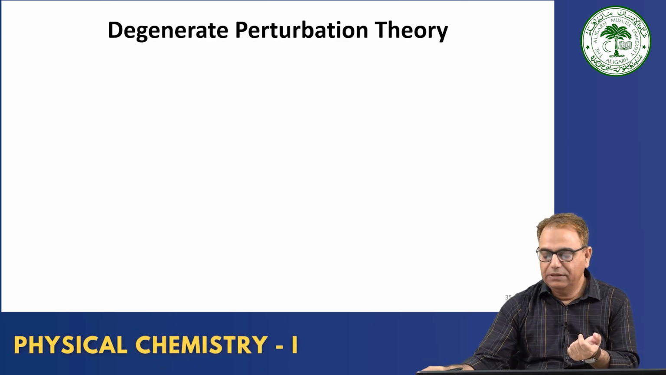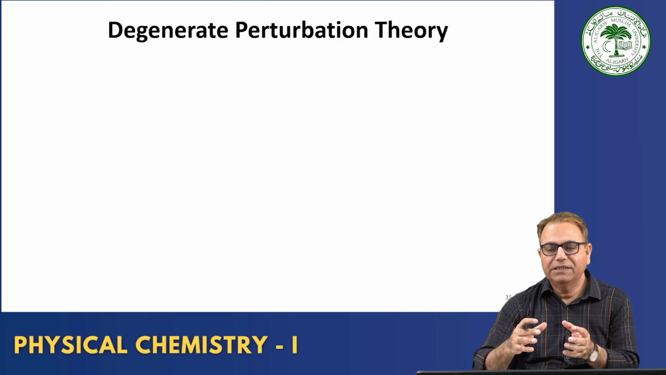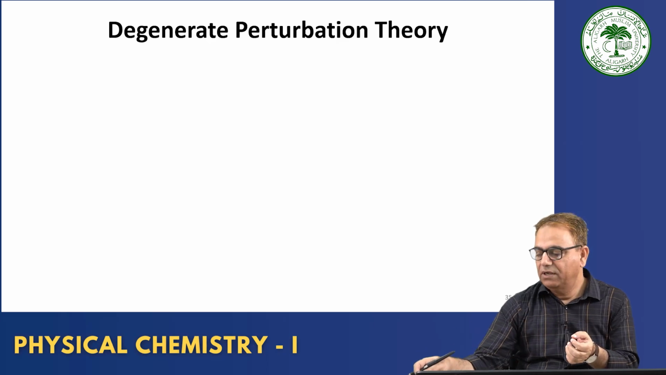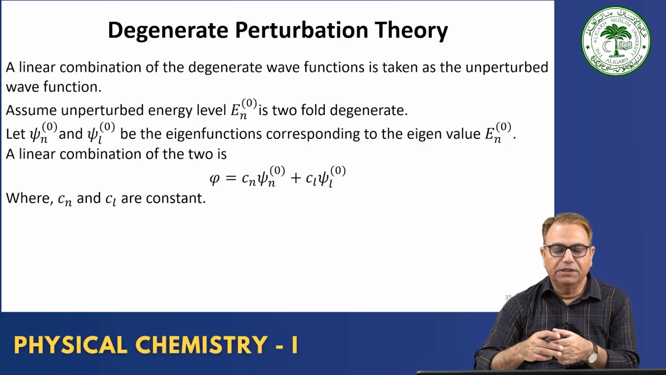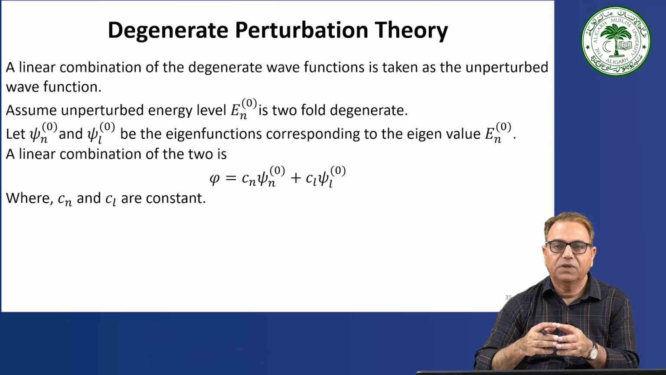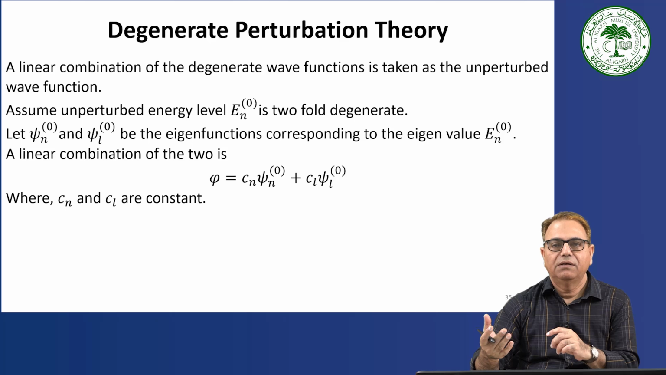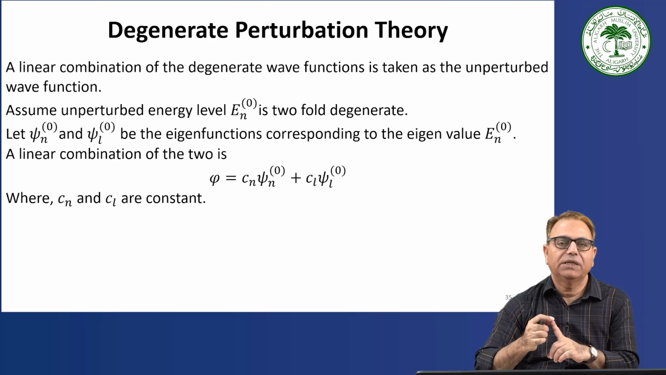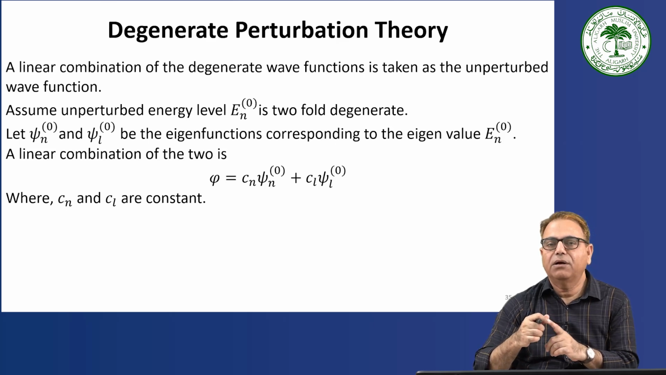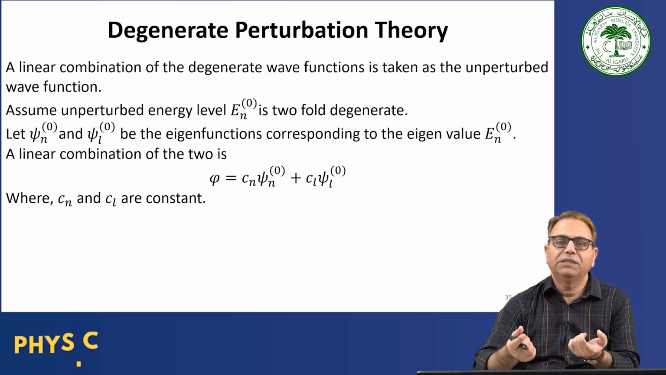So what we say is that in this case, we can take a linear combination of the wave functions. A linear combination of degenerate wave functions is taken as the unperturbed wave function. Instead of taking only one wave function psi n naught, as in the previous non-degenerate perturbation theory, where we took psi n naught as the unperturbed system wave function, here we will take a linear combination of these wave functions which correspond to the same energy state.